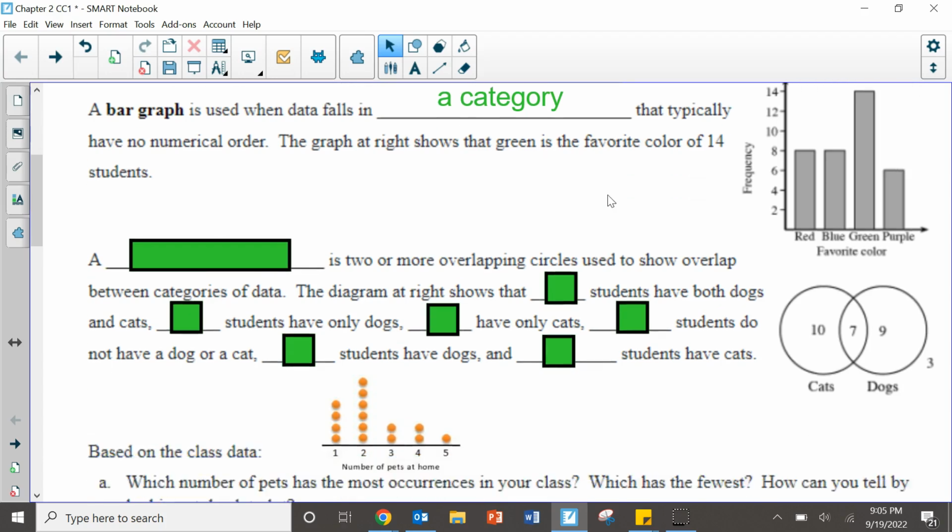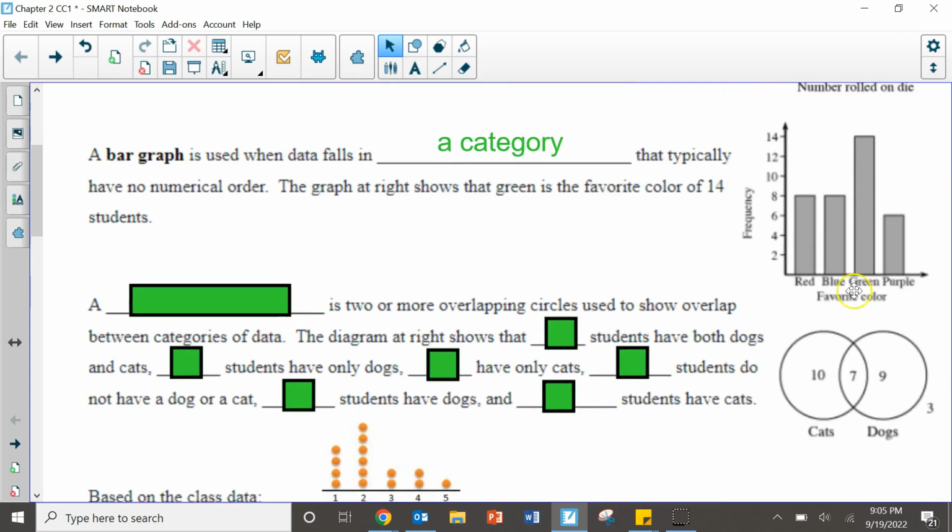All right, so that's a bar graph, and it kind of looks like a histogram, but remember a histogram has intervals. Remember those bins that we did with those frogs? This one is a little more specific. I can see how many students like red.